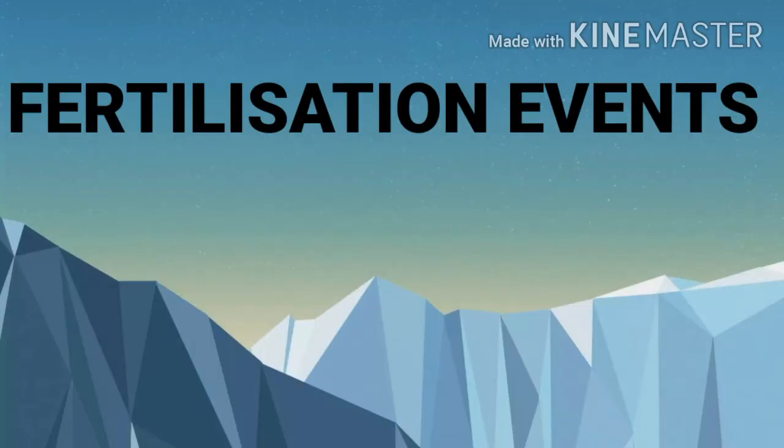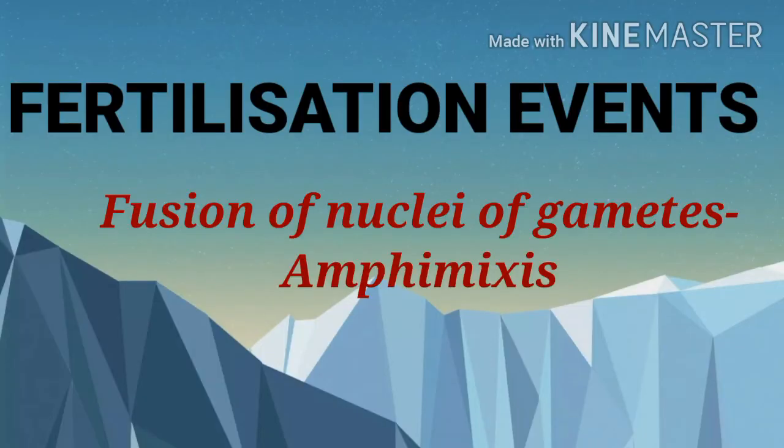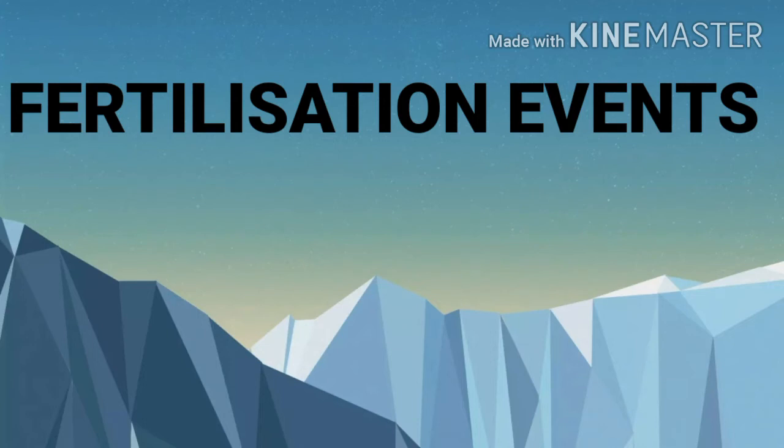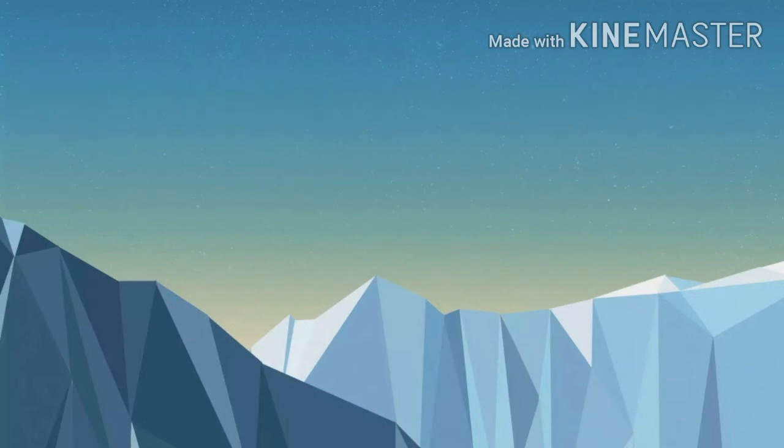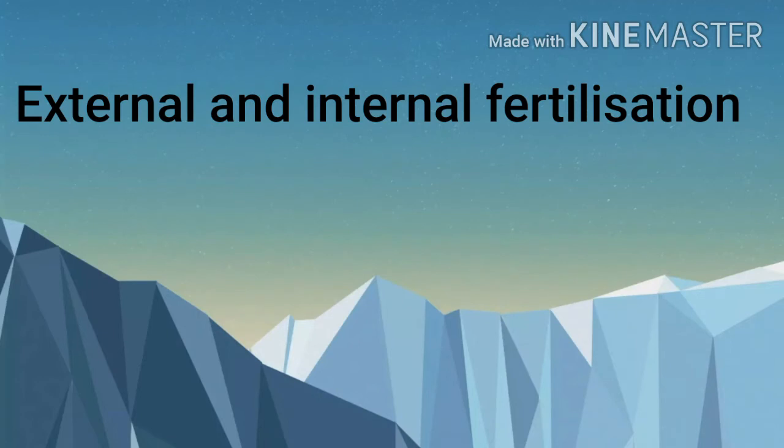Okay. So that is all about pre-fertilization events. Now we go to the next step, that is fertilization events. Fertilization is a process in which the male gamete and female gamete fuse together. There the nuclei of the gametes are fused, and that process is called amphimixis. This happens inside the female body in dioecious forms and also in the external environment, according to the type of organism. That is about fertilization. Next, we have to study two different types of fertilization: external fertilization and internal fertilization. Let us have a comparative study on this.